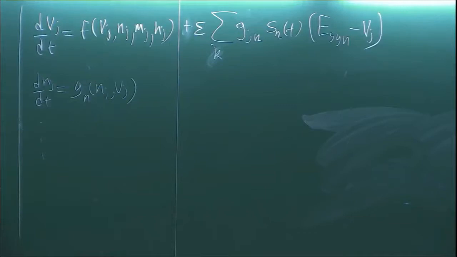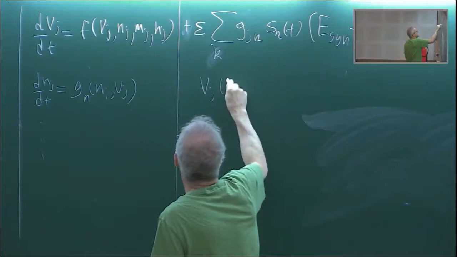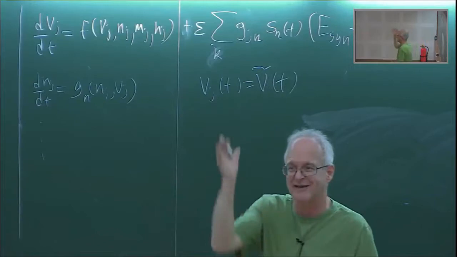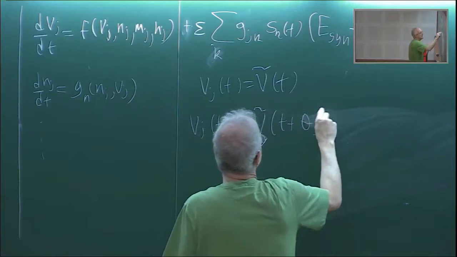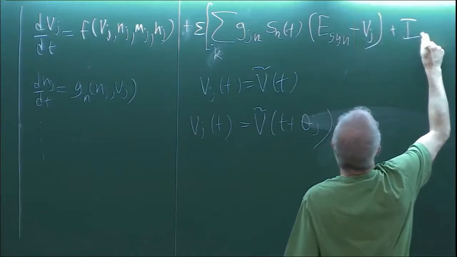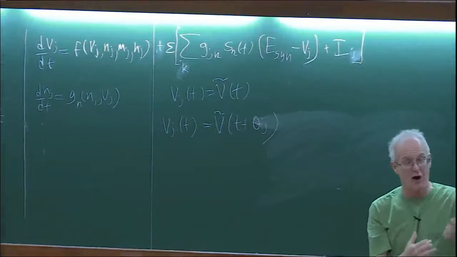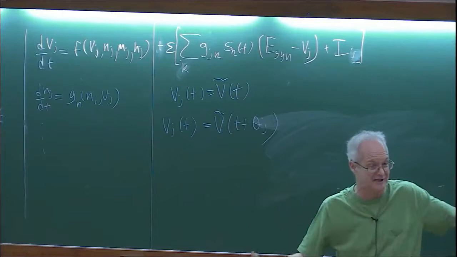So in that case, if we assume that in absence of coupling, V_j of t equals V tilde of t, an oscillator, where epsilon equals zero, then V_j of t with coupling is equal to V tilde of t plus theta_j. Okay? Oh, let me do one more thing. I'm going to add this to it. I'm going to drive them with some weak heterogeneity. I'm going to allow the neurons to have slightly different currents. Do you see that? I'm just adding that, okay?